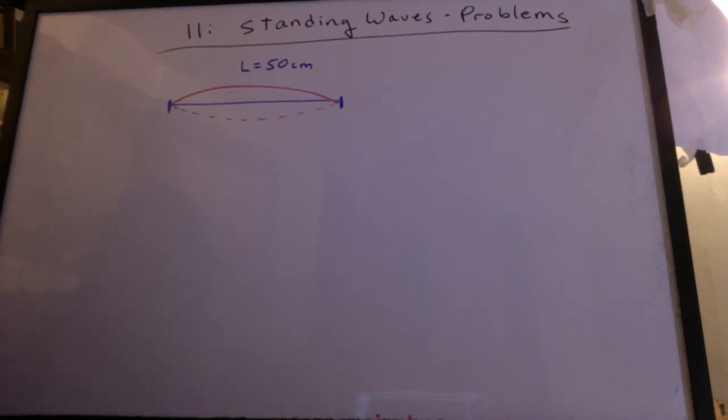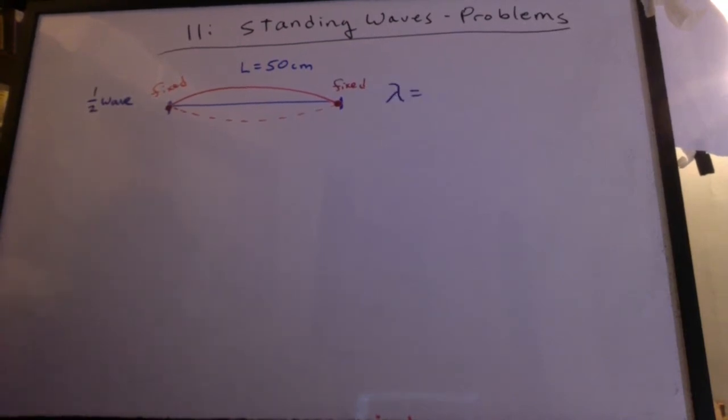If you did the lab with the slinky, you should see that it's either going to go up or down. We're going to have a crest, and then a moment later, a trough. Each end is fixed, so we have to have a node at each end. This is half a wave. So what's the wavelength? Now, think about that before I go on.